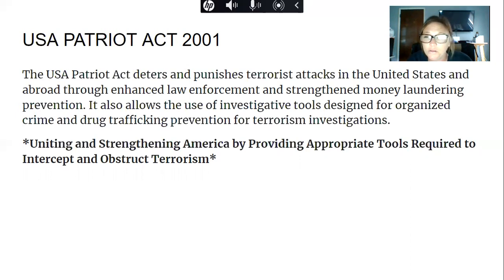And the actual USA Patriot Act is an acronym. It stands for Uniting and Strengthening America by providing appropriate tools required to intercept and obstruct terrorism.